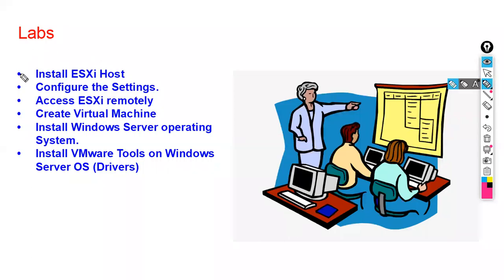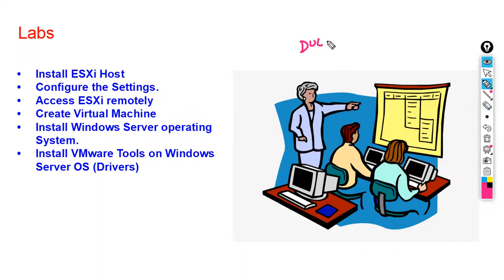So yesterday we have already installed ESXi host. After installing the ESXi host, we need to do the configuration. We need to configure the IP address, subnet mask, default gateway. If you want to change the hostname, you can change the hostname as well. So we will do the initial configuration using DCUI.